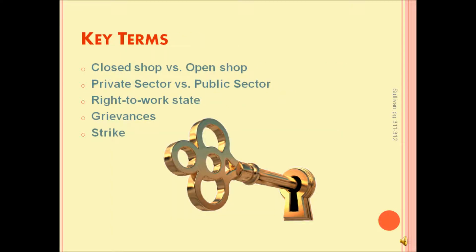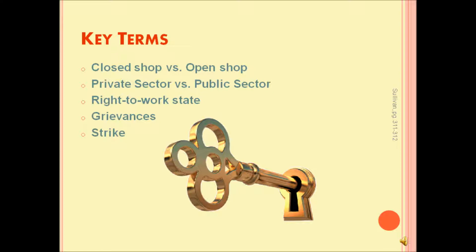I'm going to define a few key terms so that you may better understand the language of collective bargaining. First, the difference between two terms, closed shop and open shop. A closed shop is a business in which union membership is not a choice. It is a precondition to employment at the business. An open shop is a business in which union membership is not taken into consideration as a condition for employment.